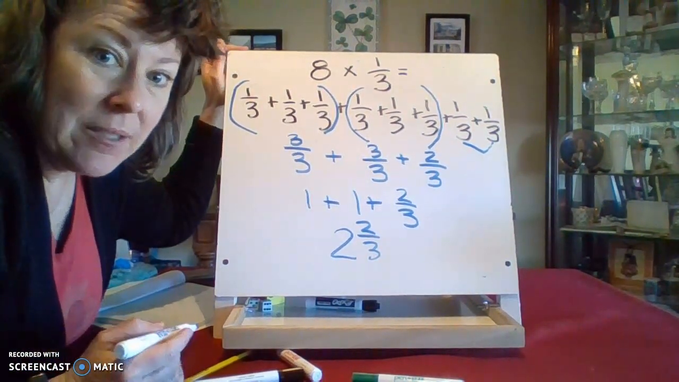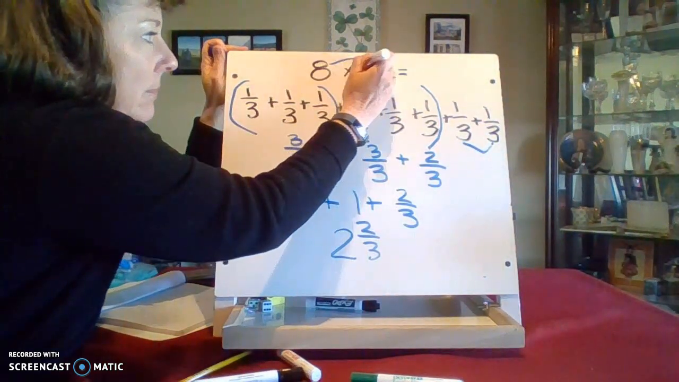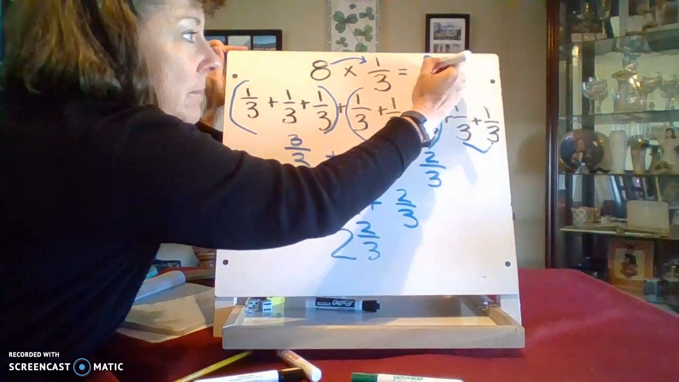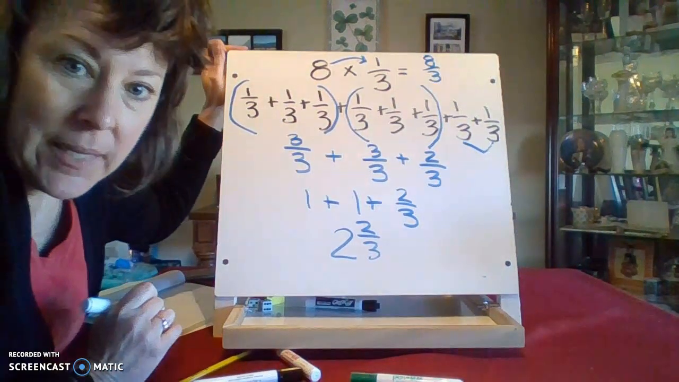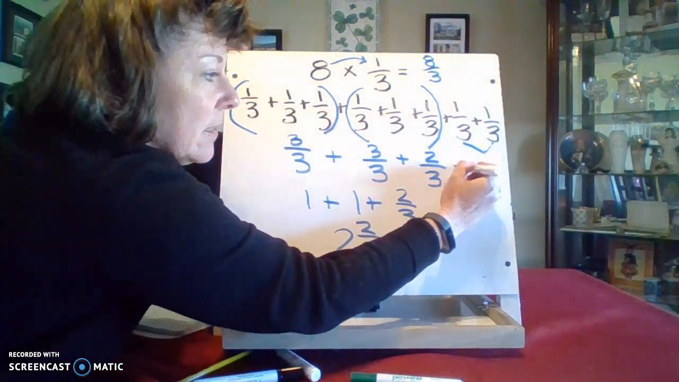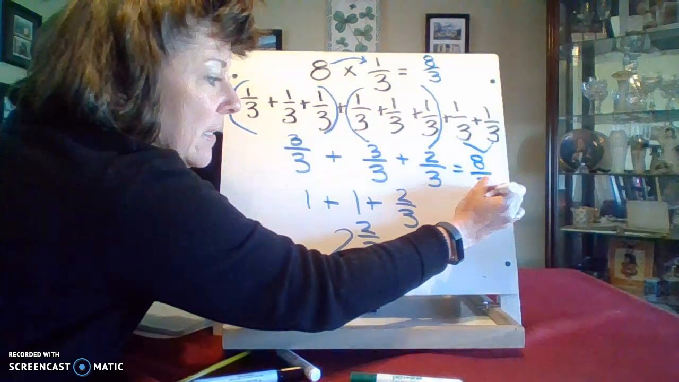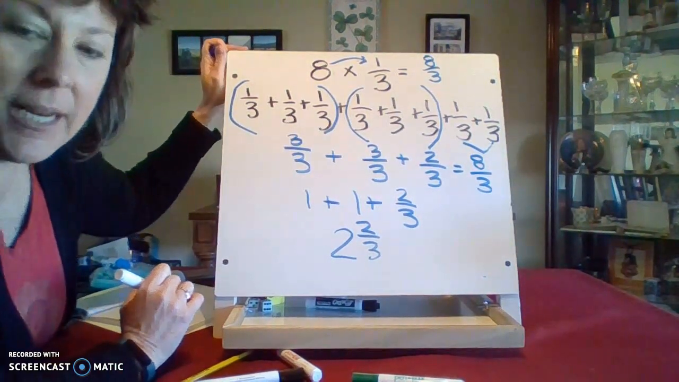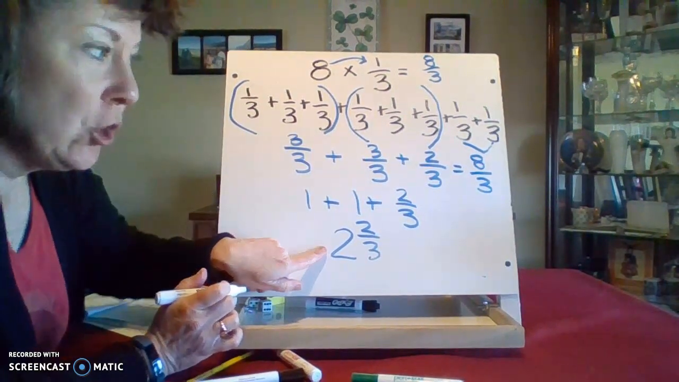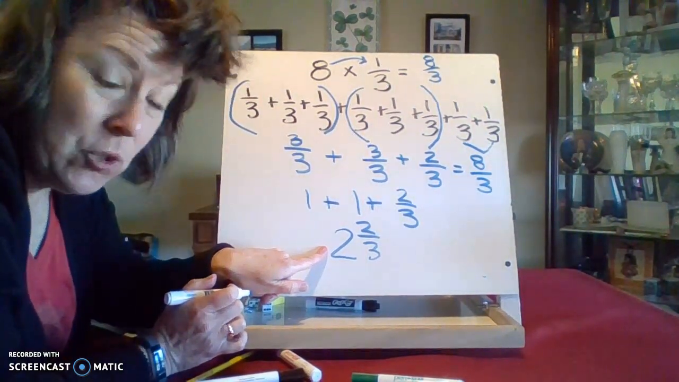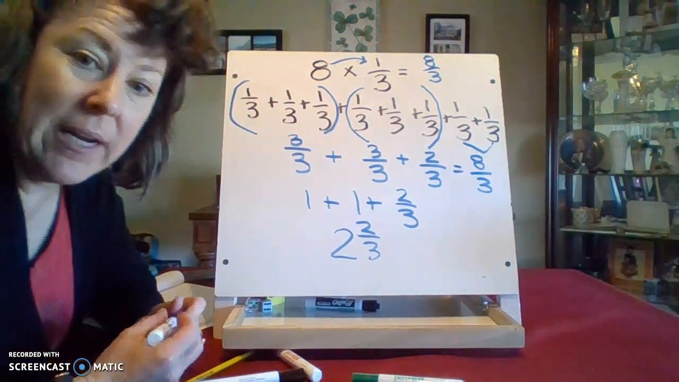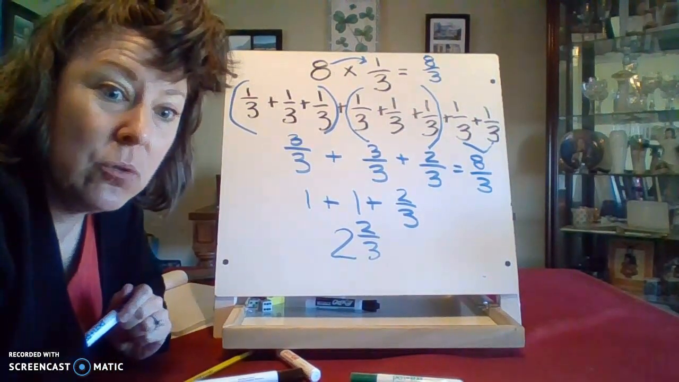Again, if I were just to go back to the multiplication, 8 times 1/3 is 8/3. 3/3 plus 3/3 plus 2/3 is 8/3. Now think about 8 divided by 3. I can get 2 groups of 3, 2 groups of 3/3 with a remainder of 2. So my final answer being 2 and 2/3.